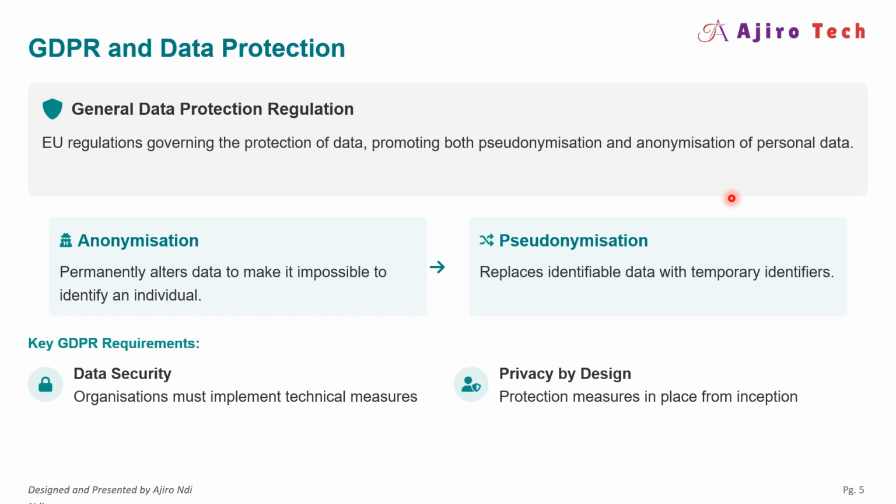Okay, so we'll talk about anonymization. What are we simply saying? We're simply saying that we permanently alter data to make it impossible to identify an individual. So the record is anonymous. You have no idea who it is. And in pseudonymization, we replace those identifiable data with a temporary what? ID. That ID means identifier, if you're wondering. So again, data security: organizations must implement technical and protection measures in terms of privacy by design, protection measures in place from inception.